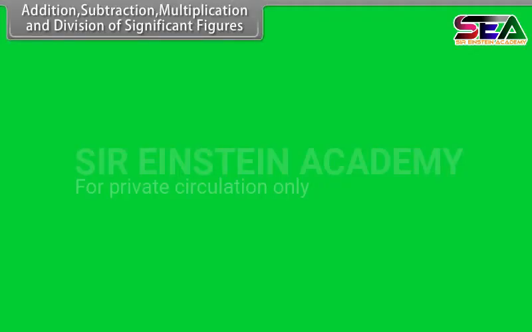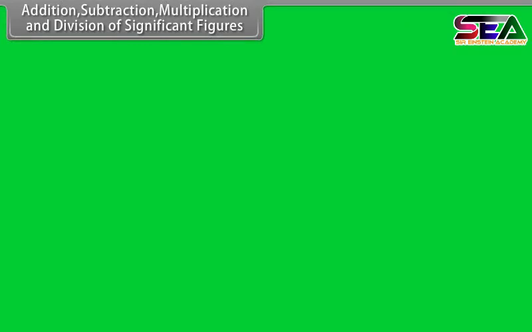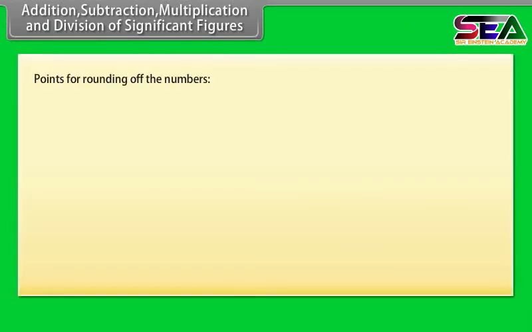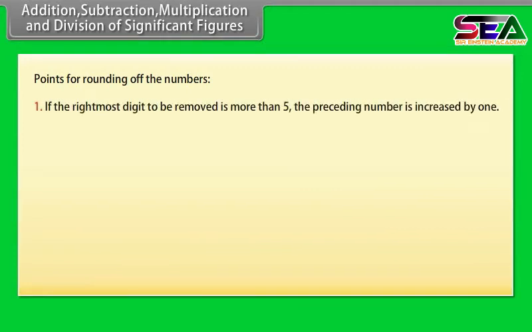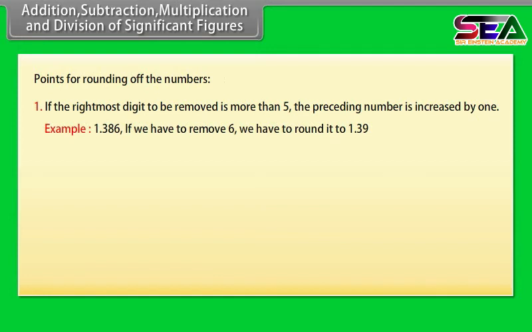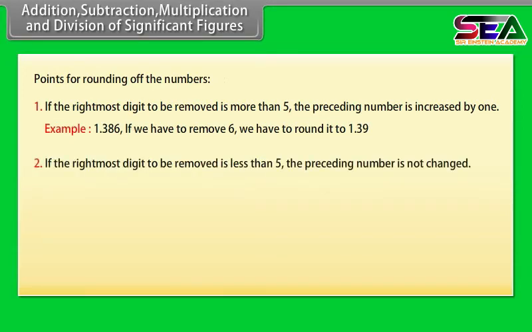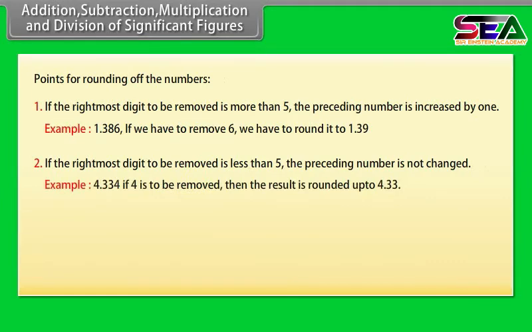Addition, subtraction, multiplication and division of significant figures. Points for rounding of the numbers. 1. If the rightmost digit to be removed is more than 5, the preceding number is increased by 1. Example, 1.386. If we have to remove 6, we have to round it to 1.39. 2. If the rightmost digit to be removed is less than 5, the preceding number is not changed. Example, 4.334. If 4 is to be removed, then the result is rounded to 4.33.